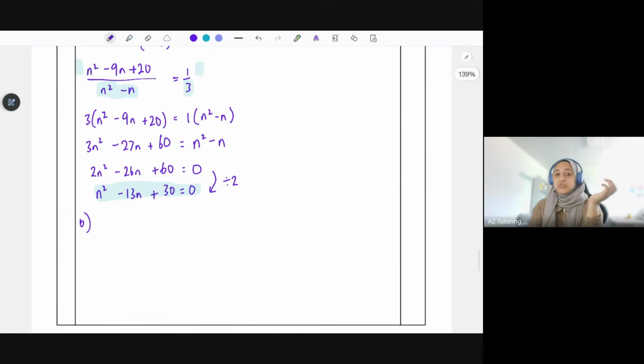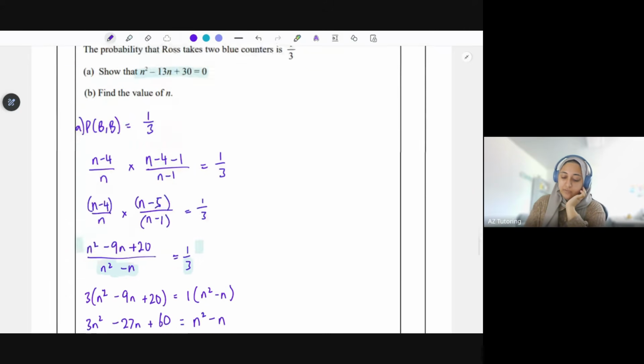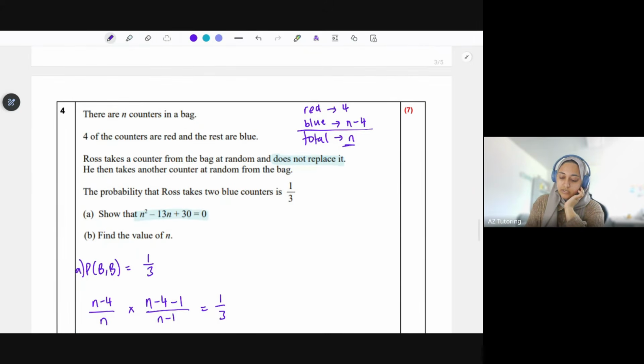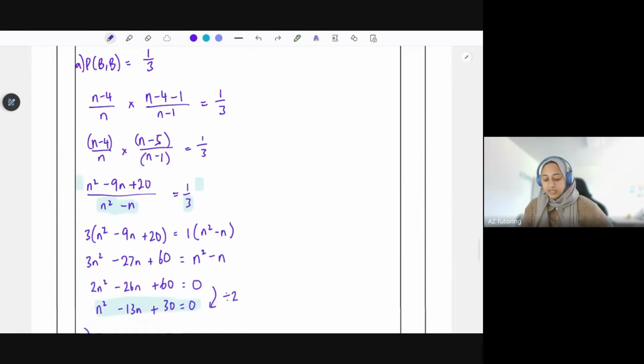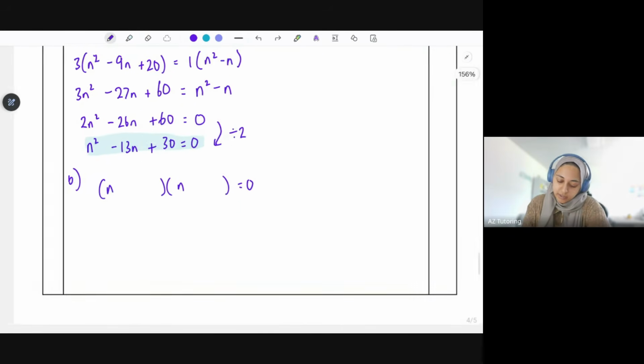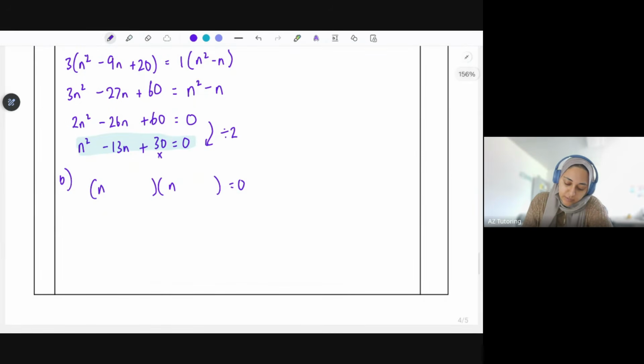So you could use a quadratic formula or you could factorize. Let's attempt to factorize. So let's put n. Remember, n represents the total number of counters. So always go back to context, like what am I exactly finding? You're finding n, which is a total number of counters. Two numbers that multiply to give me 30 and add to give me minus 13. Minus 10 times minus 3 is 30, and then minus 10 add minus 3 gives me minus 13.